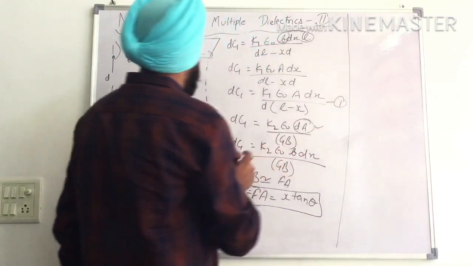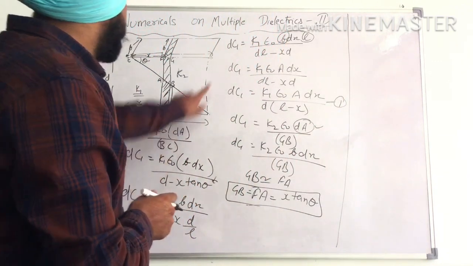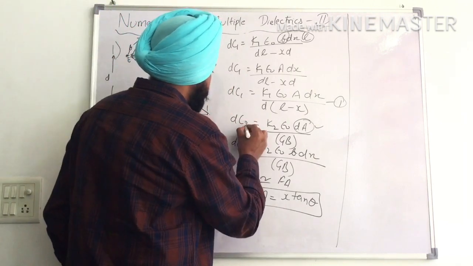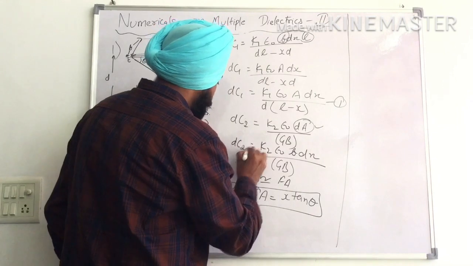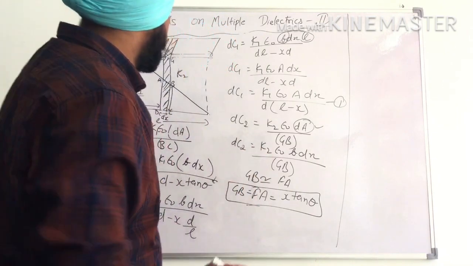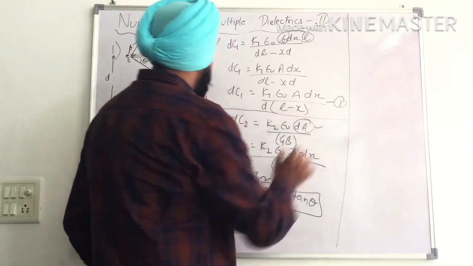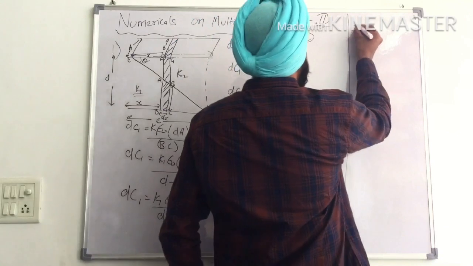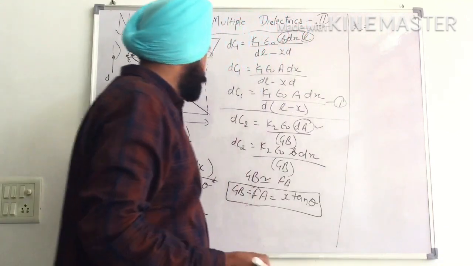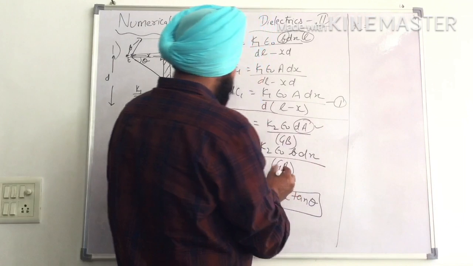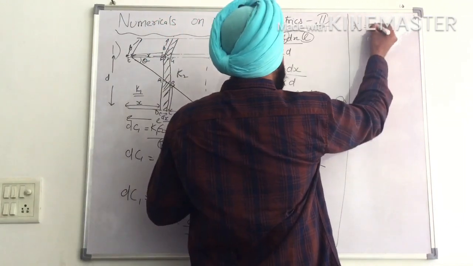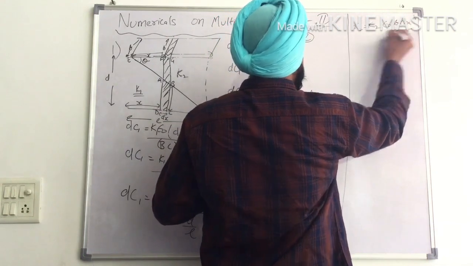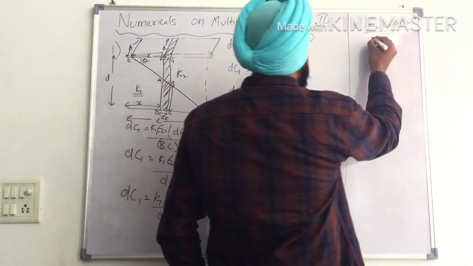So see, we were taking it as dC1, and now here we have to take it as dC2. Make a change over here. Fine. Now we are calculating capacitance of this small part. So now we can write dC2 equals to K2 epsilon naught B dx by x tan theta.